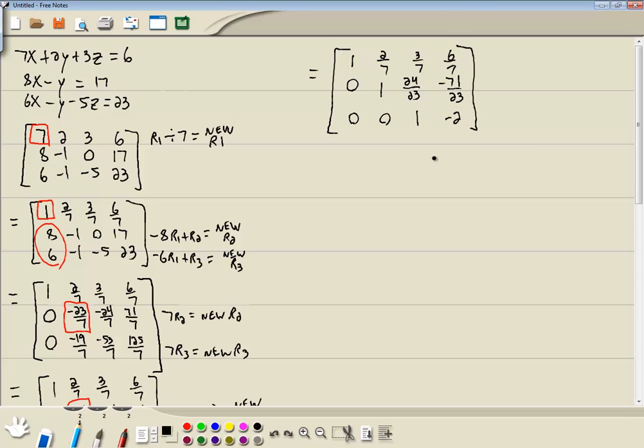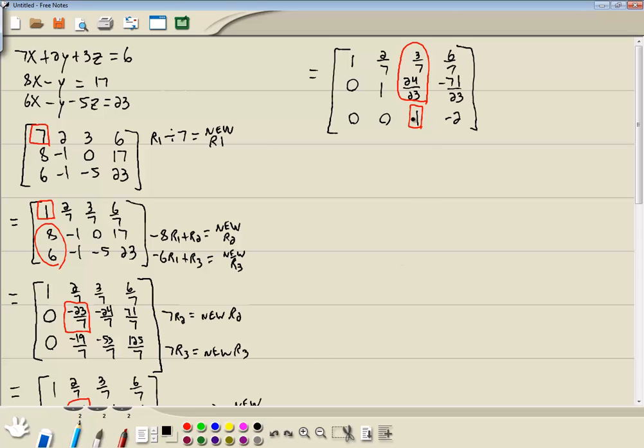Now this is row echelon form. We got a diagonal 1, zeros below it. We're going to do the full Gauss-Jordan elimination here, which is a reduced row echelon form. So now I'm going to work my way back up, starting with this first 1 here, and then I'm going back up the diagonal. Of course, it's already got a 1 there. I'm going to get zeros above it.